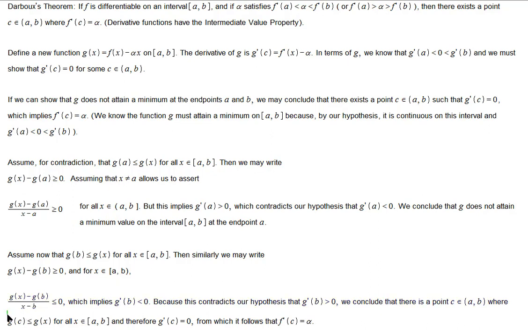So this quotient being less than or equal to 0 for x in this interval implies that g prime of b is less than or equal to 0, and this again contradicts our hypothesis that g prime of b is greater than 0. Therefore, we conclude that there is a point c in the open interval from a to b where g of c is less than or equal to g of x for all x in the closed interval from a to b, and therefore g prime of c is 0, from which it follows that f prime of c equals alpha.